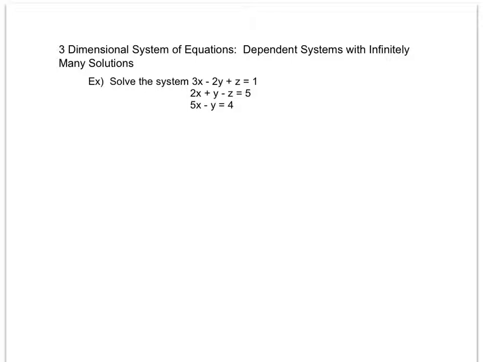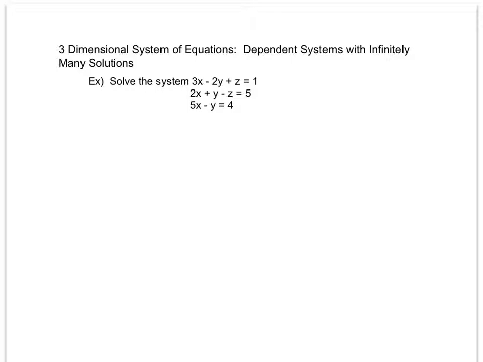Looking at what happens when we get a dependent system. A dependent system is going to be with infinitely many solutions. Remember, that's going to be when your three planes intersect on a line or when your three planes lie on top of one another. What does that look like? So I'm going to go ahead and do this example. I am going to adjust this a little bit.